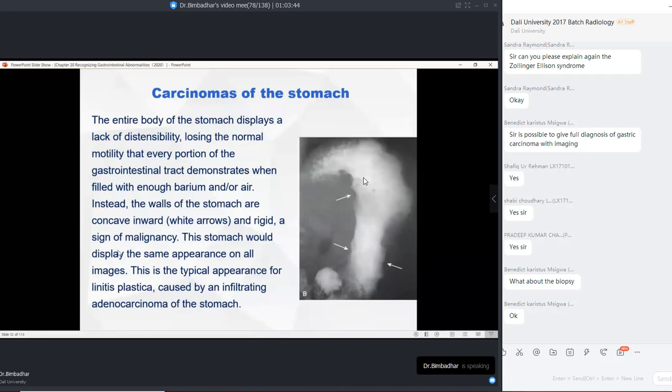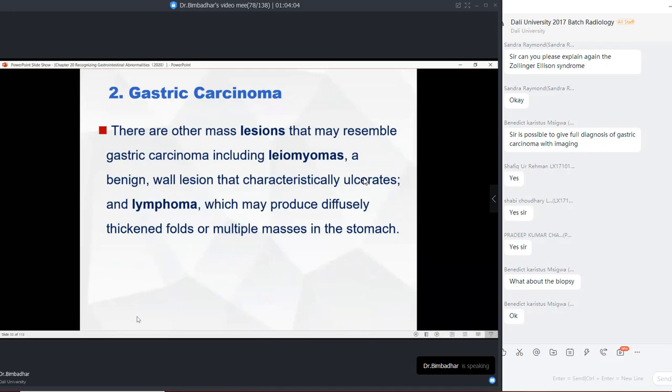So that suggests you are looking at a condition of infiltrating adenocarcinoma of the stomach. This kind of typical appearance is called linitis plastica. Remember, this is a very important definition to understand. And then there are other mass lesions that may resemble gastric carcinomas, like leiomyomas, which arise from the muscularis layers, a wall lesion that characteristically ulcerates, and then lymphomas.